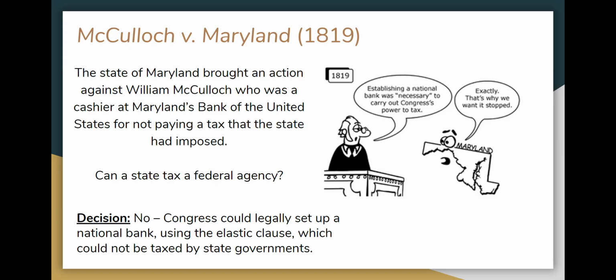Under Alexander Hamilton, the federal bank was created using the elastic clause, which said Congress could make any law necessary and proper for the functioning of government. So the bank is one of those things. And yes, it's totally legal. So it reinforces the power of the federal government over state governments.